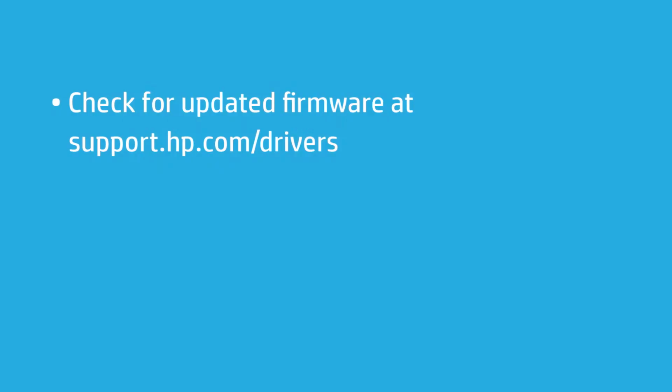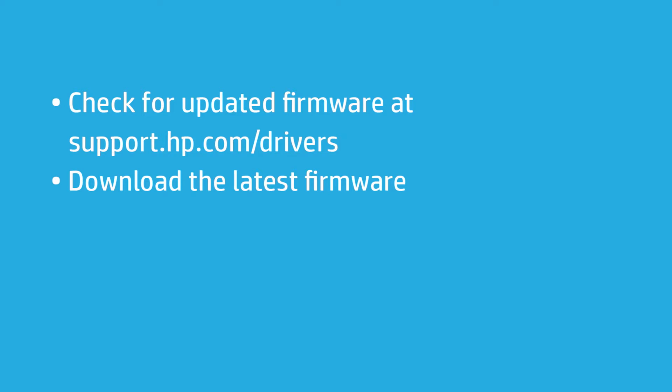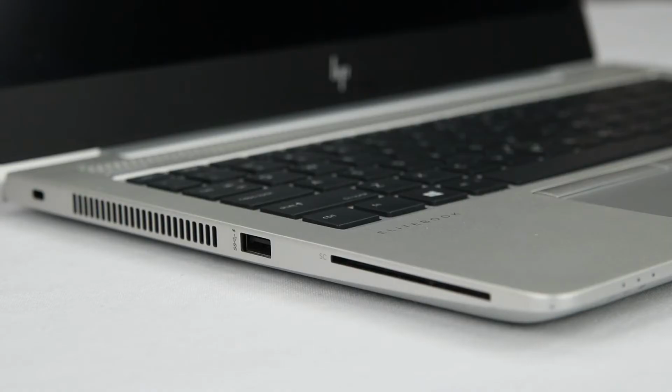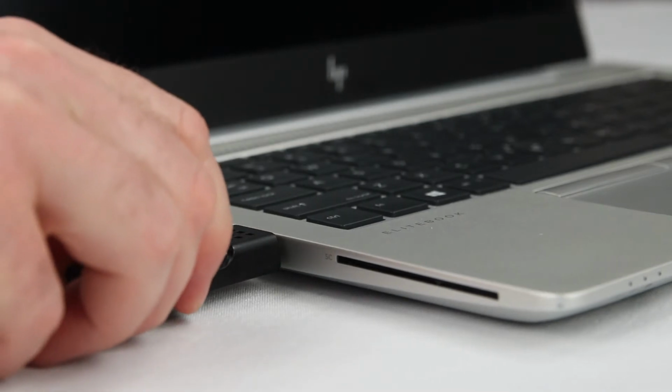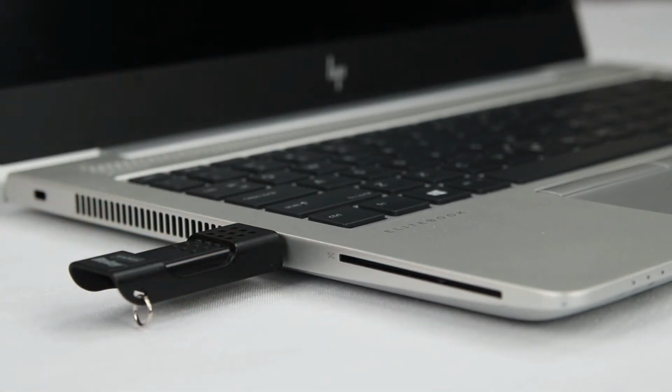On your computer, go to support.hp.com/drivers. On the drivers page, navigate to the firmware area. Then, download the latest firmware listed for the printer model. Insert a USB flash drive into the USB port on your computer. Save the downloaded firmware file to the USB flash drive.